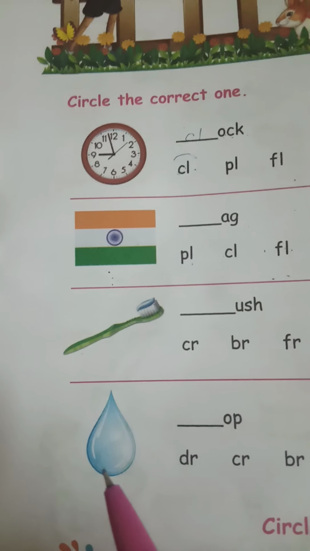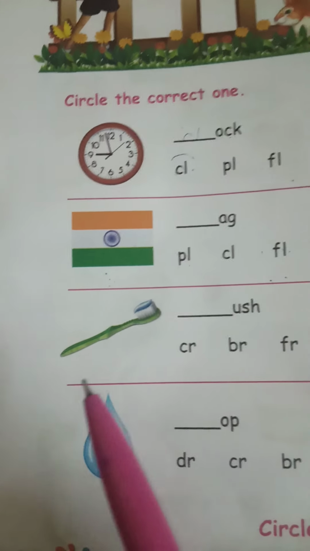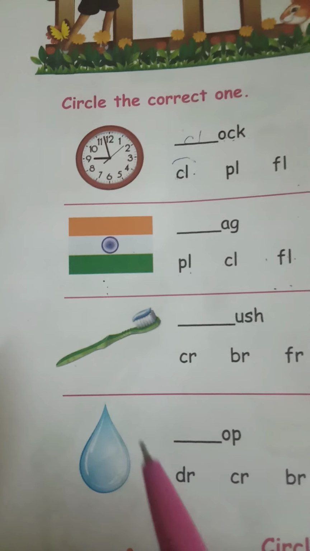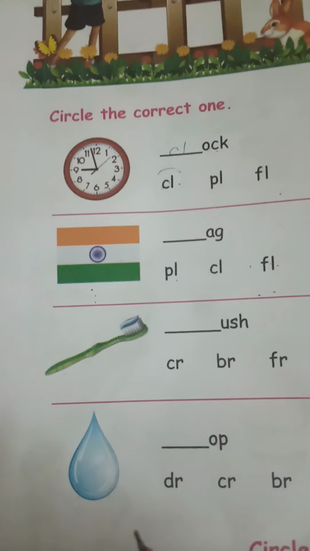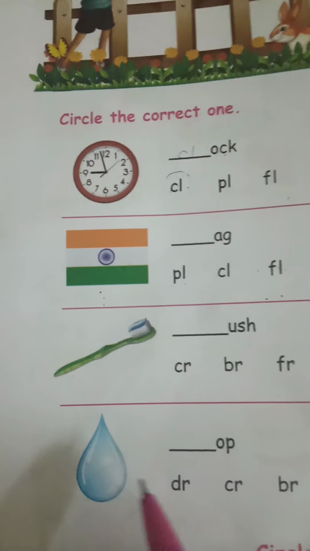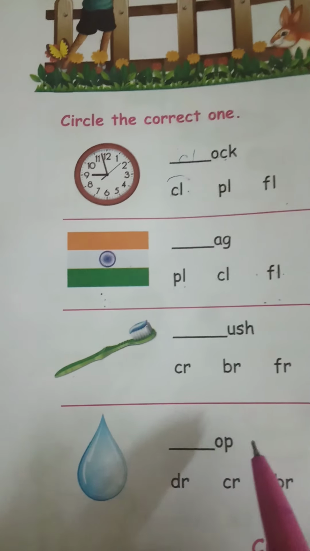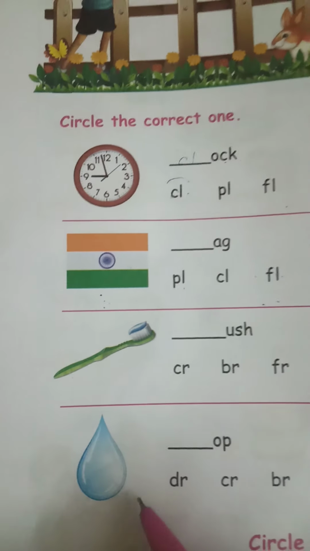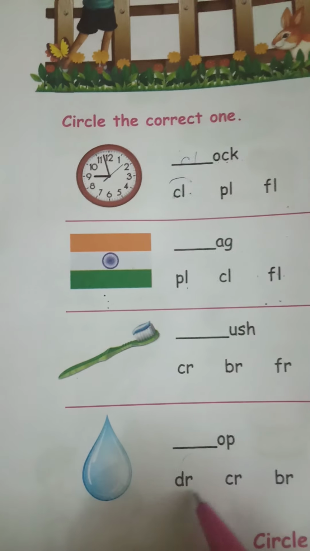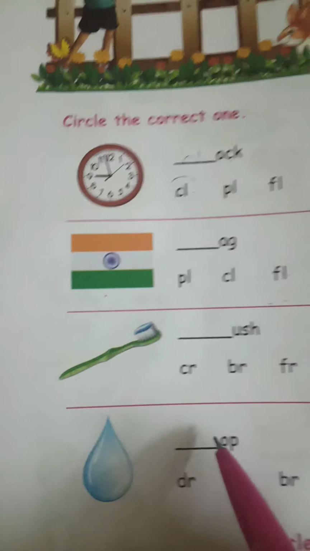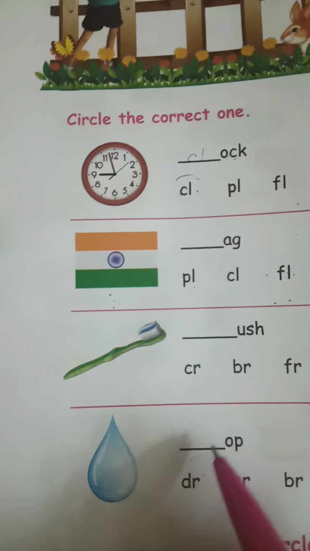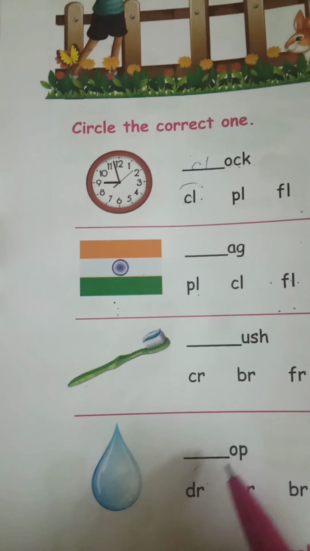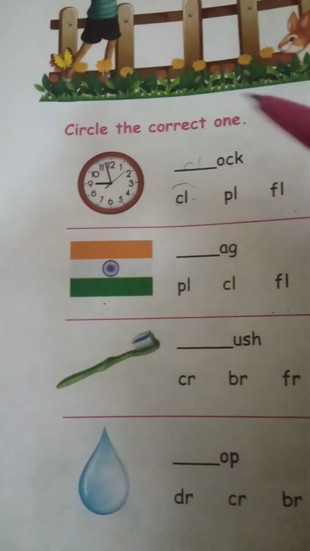This is a drop. Drop of water. This is a single drop. So what is the correct spelling for drop? DROP, drop. What is the spelling for drop? Circle DR and write DROP, DR in the dash.